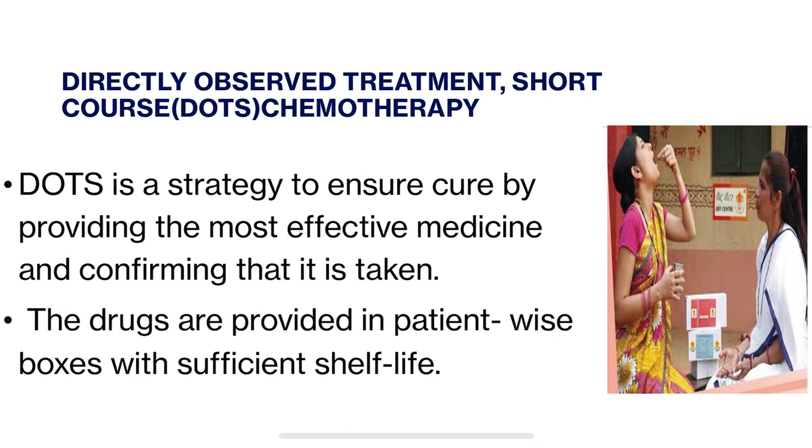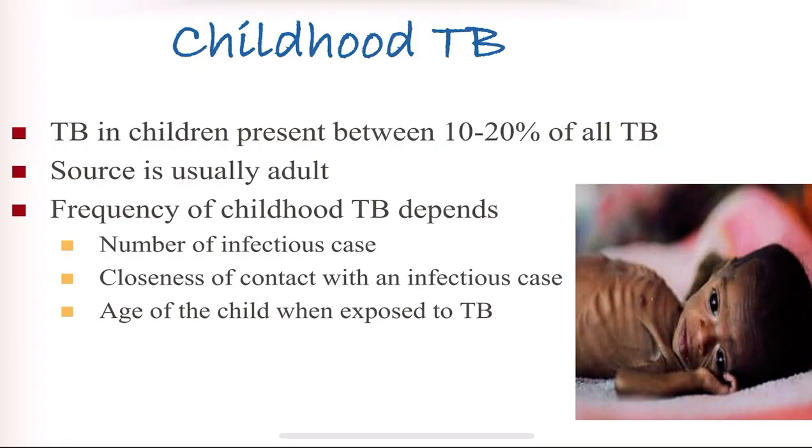Is it clear? Then in the next part we will discuss childhood TB, and then we will discuss the BCG vaccine, TB in pregnancy, and also the resistance, the primary resistance and the secondary resistance. So let us stop here, and the remaining will be done in part 3 of tuberculosis.